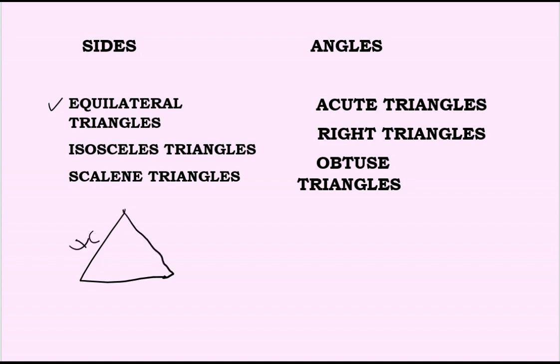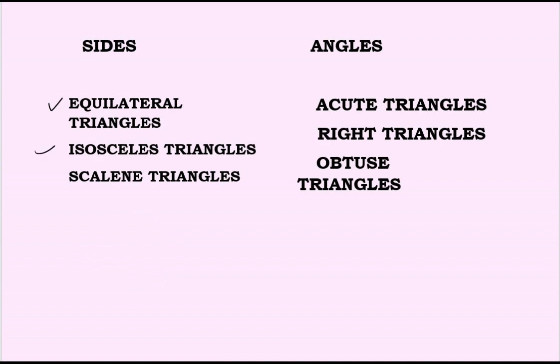So if this side is 4 centimeters, this side is also 4 centimeters, and likewise this side. So the angles are also equal, they are the same. So this is 60 degrees, this is also 60 degrees, and the last is 60 degrees. That's for the equilateral triangle.